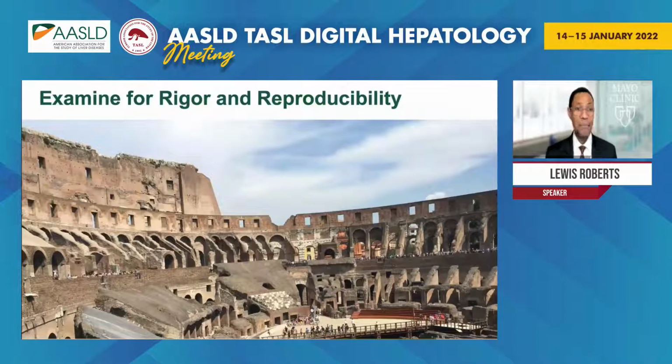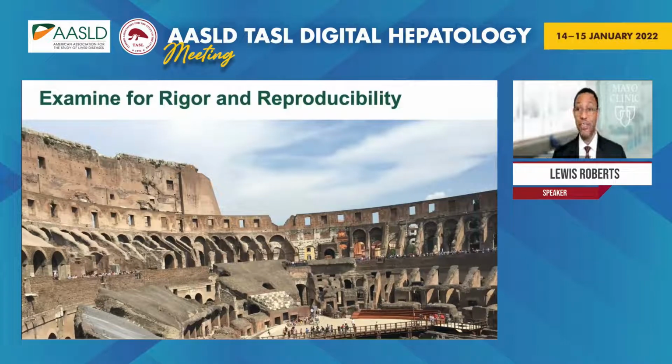So next, it's important to examine for rigor and reproducibility. Is this science done in a rigorous manner? Is it likely that if we were to repeat those experiments in another laboratory or another setting, we would be able to reproduce this data in an identical or near identical fashion?